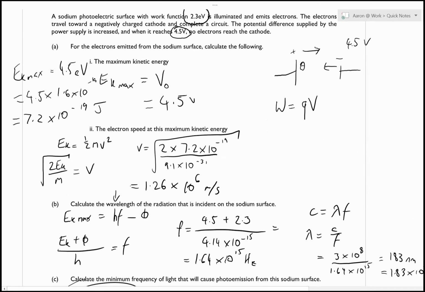Remember, your maximum kinetic energy is only equal to your stopping voltage if your kinetic energy is in electron volts. As long as you have a voltage, your kinetic energy is that same value in electron volts. So if you've got a 4.5 volt stopping voltage, your maximum kinetic energy would be 4.5 electron volts.